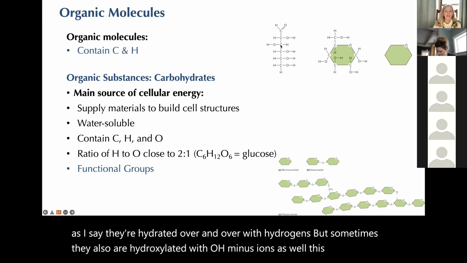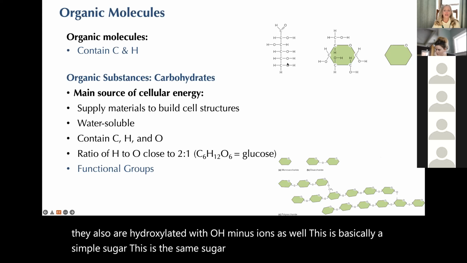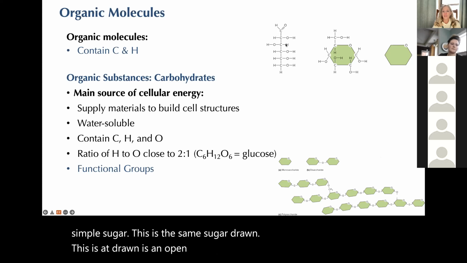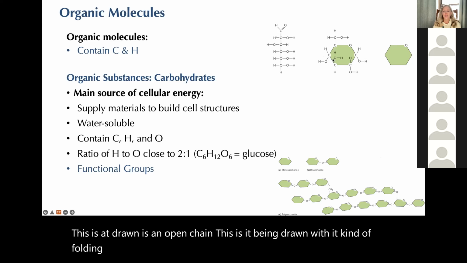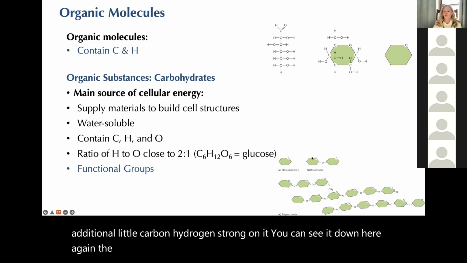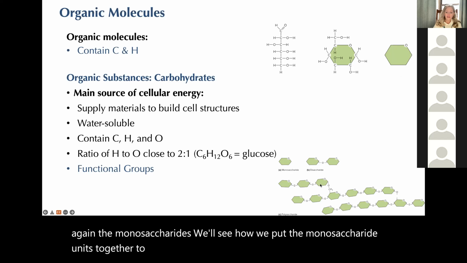This is the same sugar drawn. This is it drawn as an open chain. This is it being drawn with it kind of folding back and being in a six-carbon ring. And here it is without all the additional little carbon hydrogens drawn on it. You can see it down here. Again, the monosaccharides. We'll see how we put the monosaccharide units together to make disaccharides and link them together to make long polysaccharides and starches.